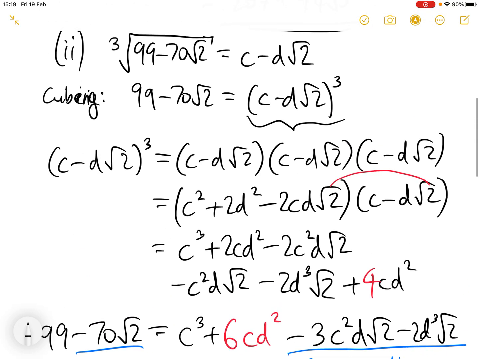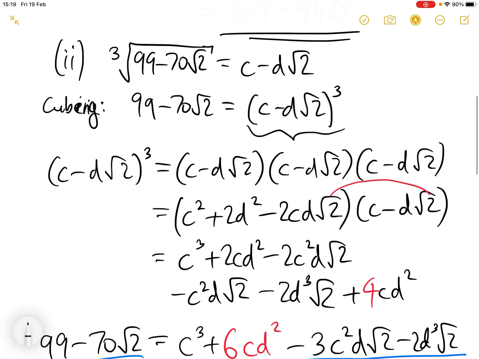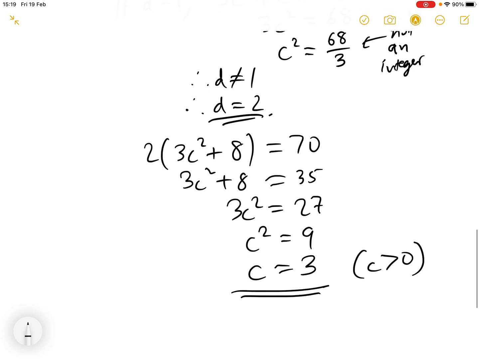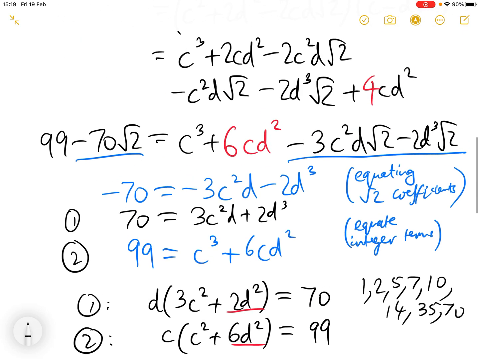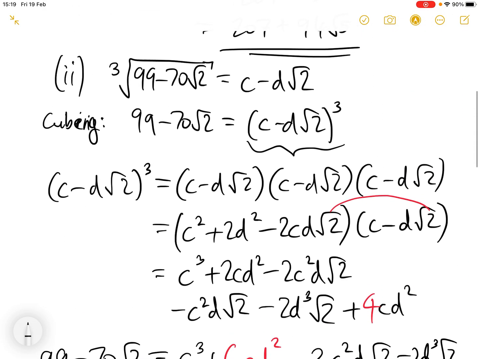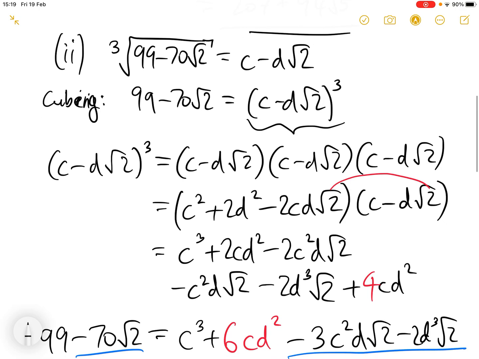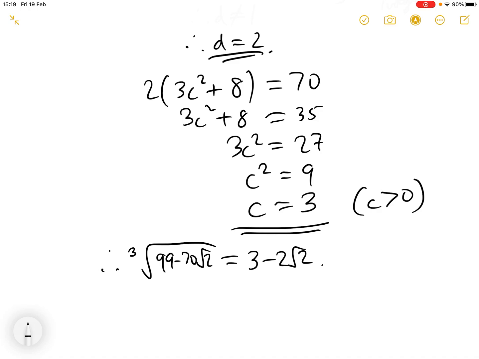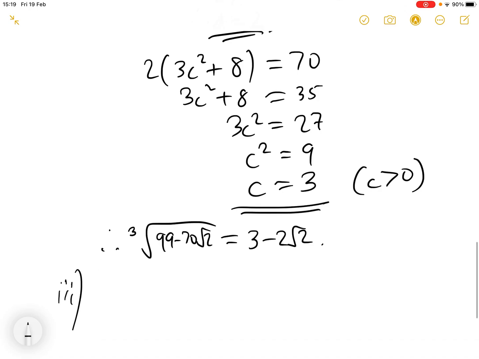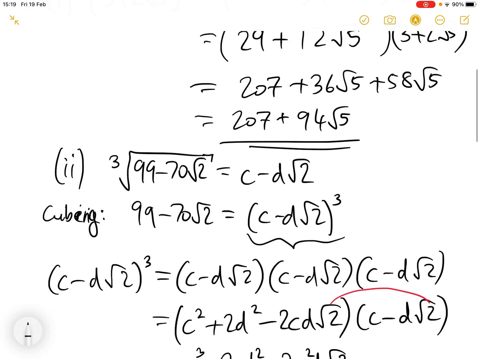So therefore, the cube root of 99 minus 70 root 2 is 3 minus 2 root 2. And you can verify that on your calculator. I forgot to mention STEP is a non-calculator exam, so you wouldn't be able to just put this into your calculator because it might be able to do it for you, and that kind of defeats the point.